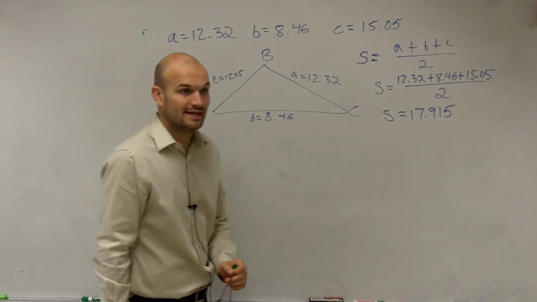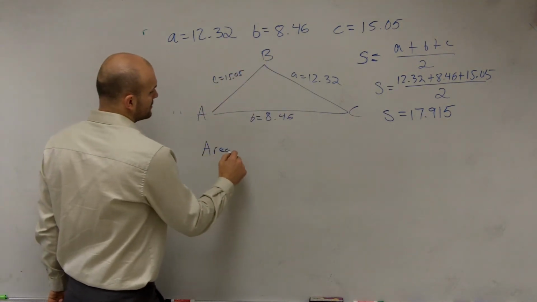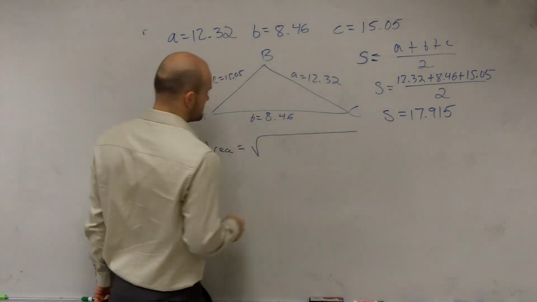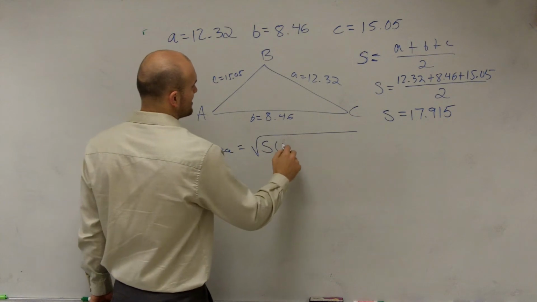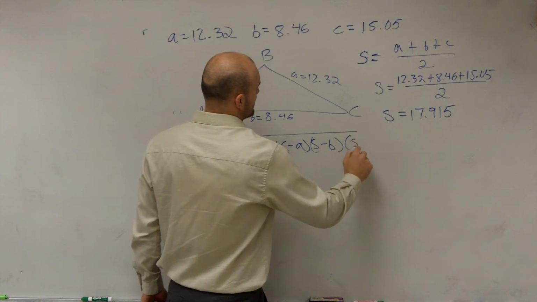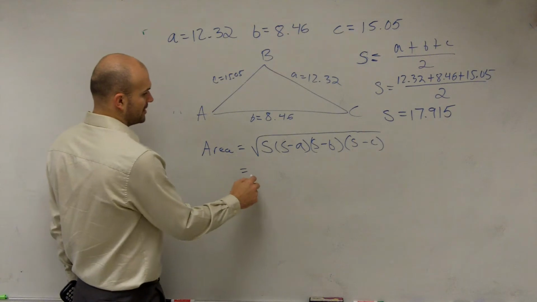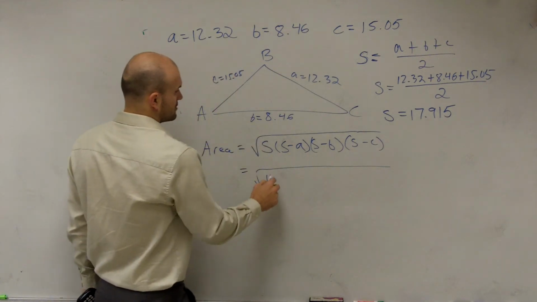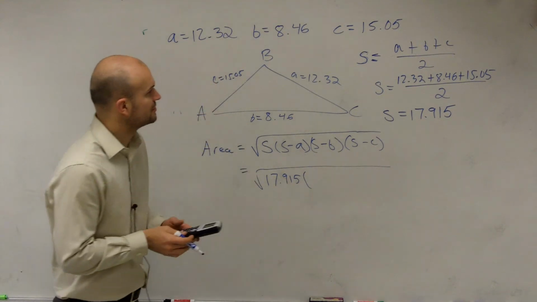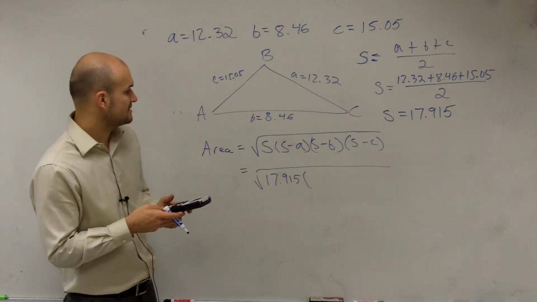Now this one is provided. Once you know the value of s, Heron's formula states that the area of a triangle is equal to the square root of s times s minus a times s minus b times s minus c. So we're just going to plug it in. Let's just figure out the values. 17.915 minus a.